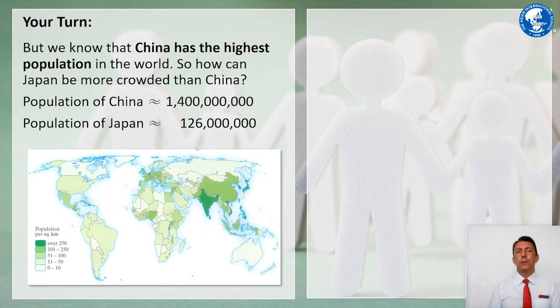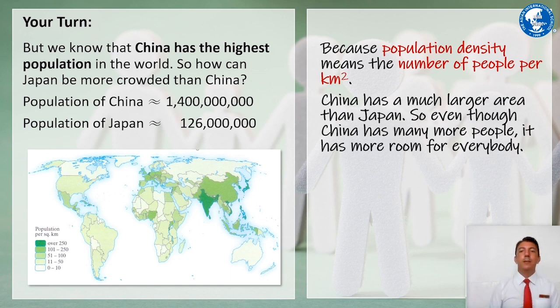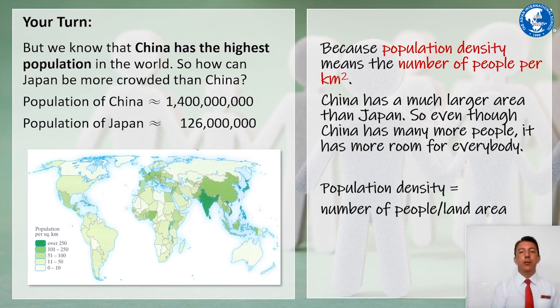Some of you may be confused because we know that China has the highest population in the world, so how can Japan be more crowded than China? Because population density means the number of people per square kilometer. China has a much larger area than Japan. So even though China has many more people, it has more room for everybody. We calculate population density by dividing the number of people by the land area.